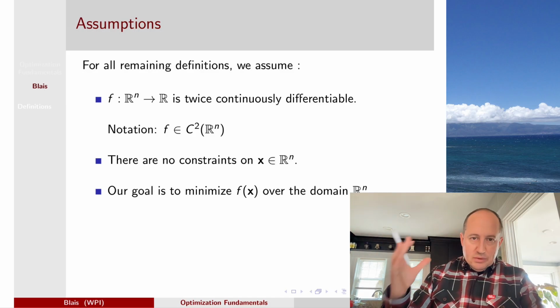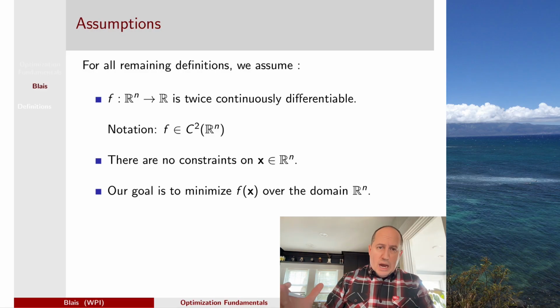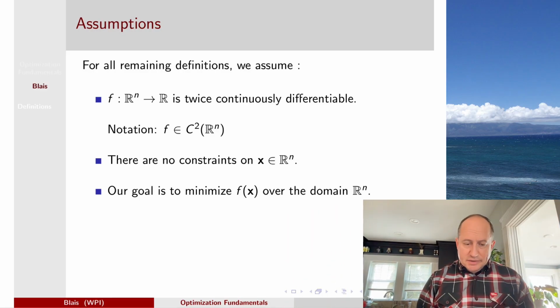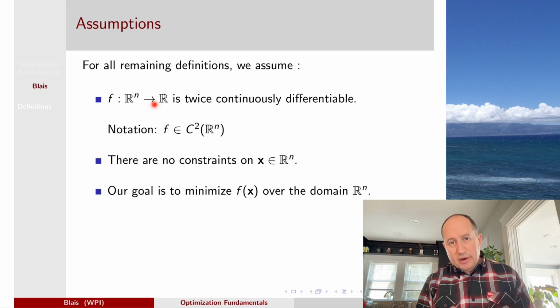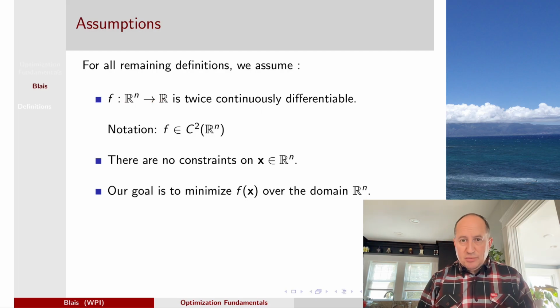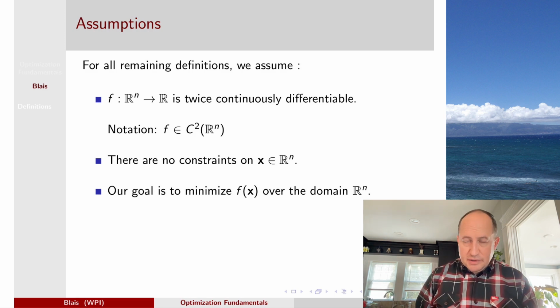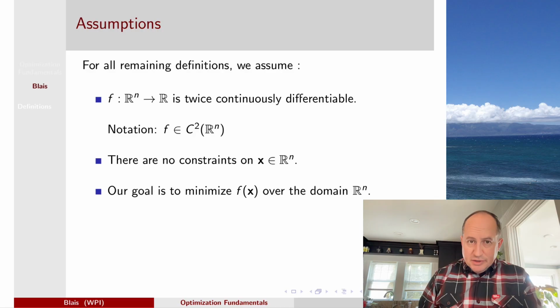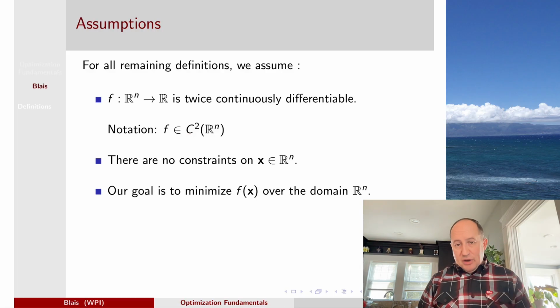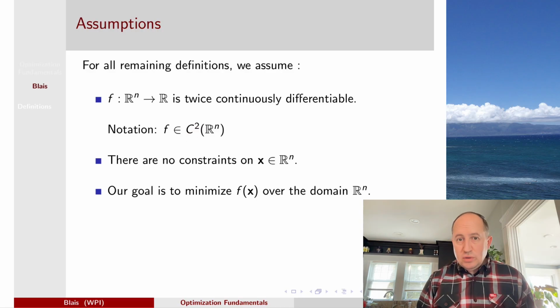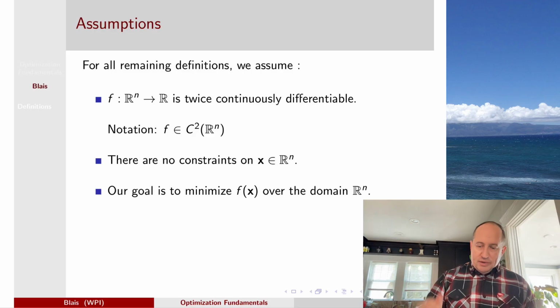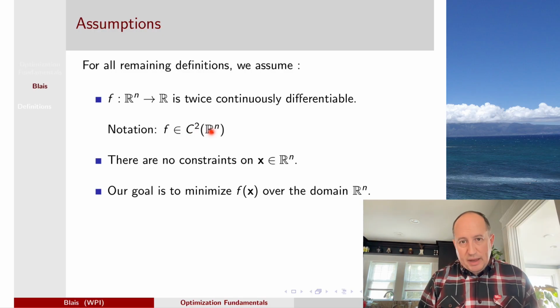Now that we have these two concepts, open set and continuous function, we can now start to talk a little bit more about optimization. For our remaining definitions and results in this lecture, we will make the following assumptions. So first, our function that goes from Rn to R is twice continuously differentiable. That means it has all second-order partial derivatives, each of which is a continuous function. And this is the notation that we use for that. We read this as f as an element of the space of functions that have all second-order partial derivatives being continuous, and this is its domain, Rn.